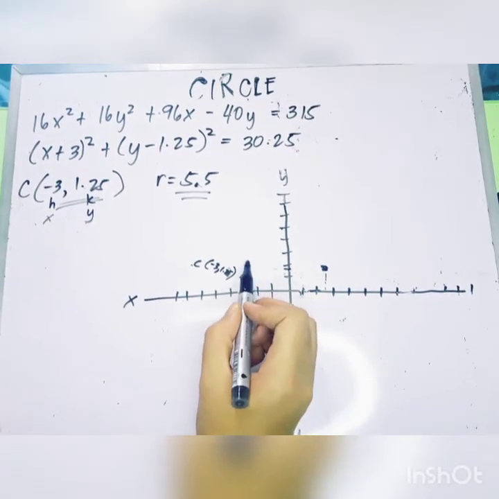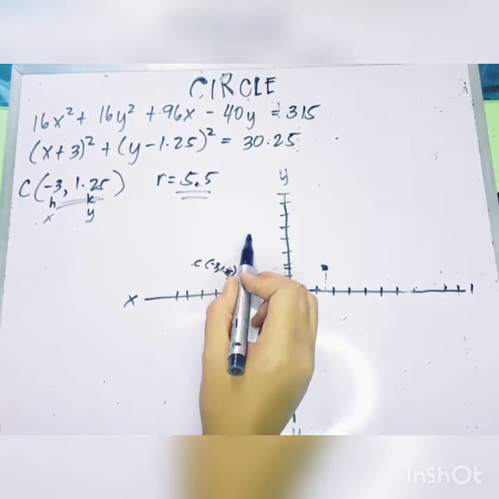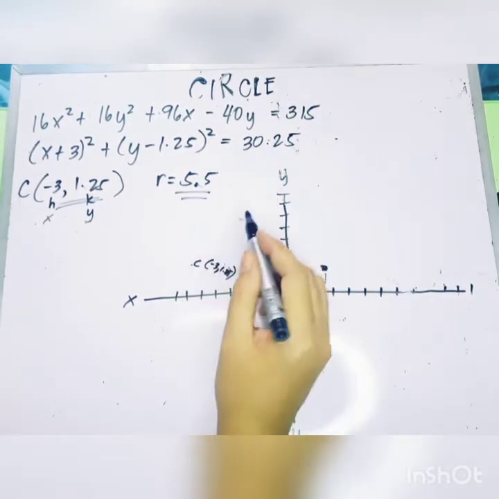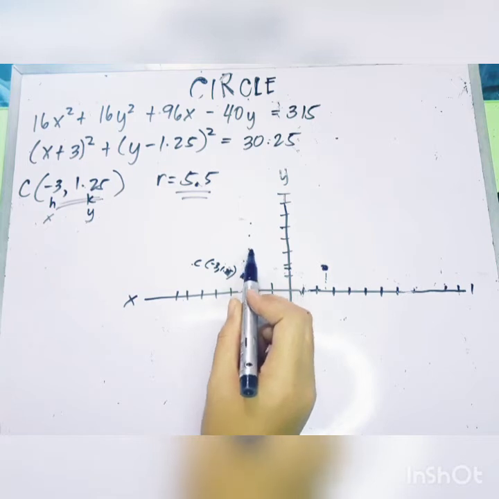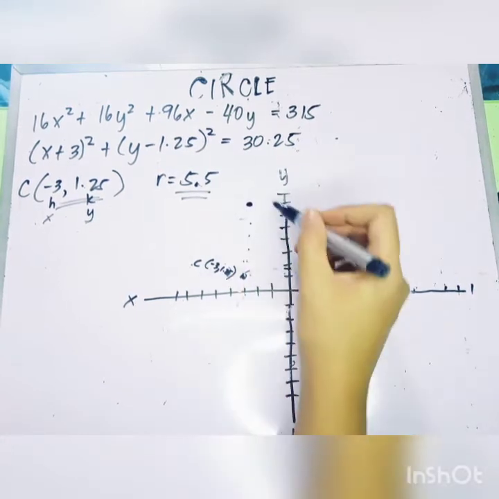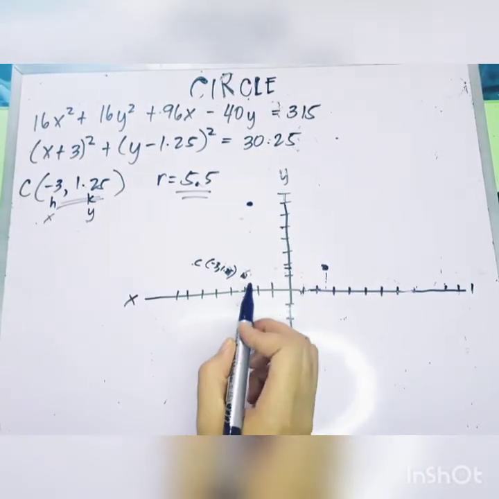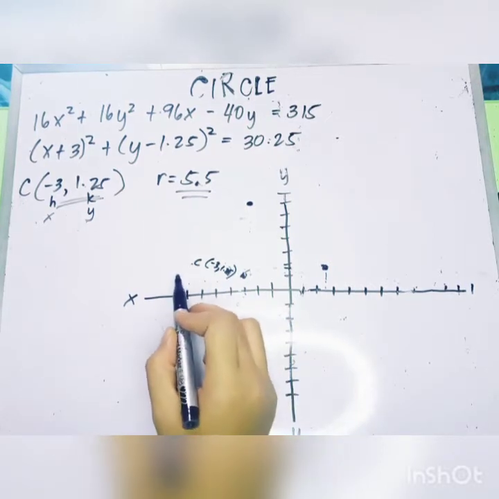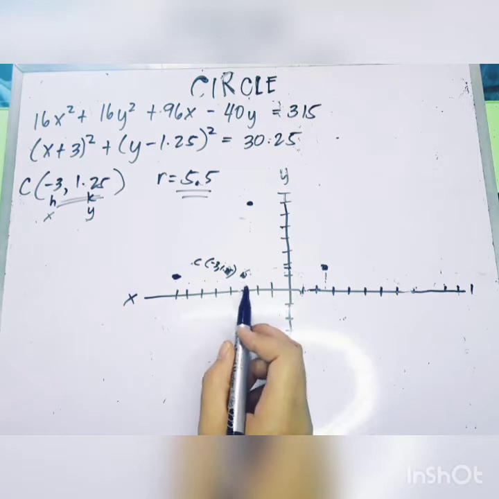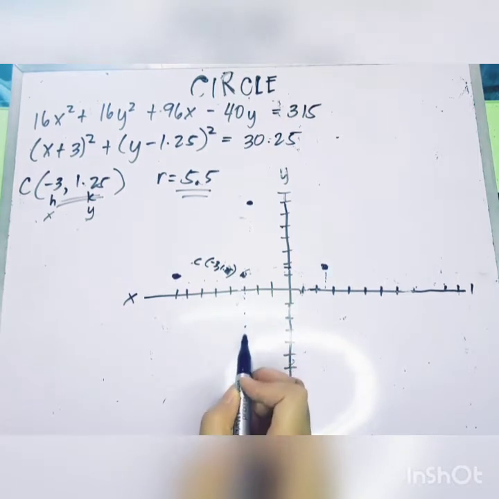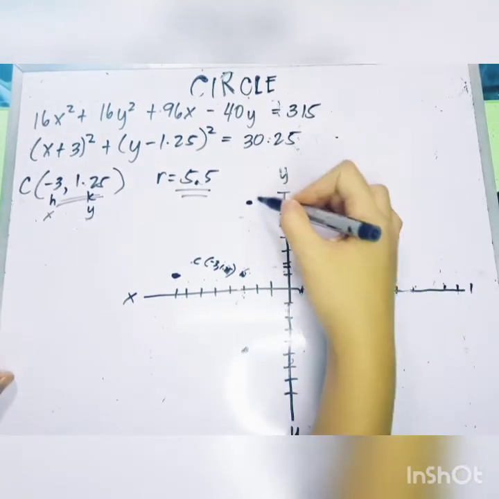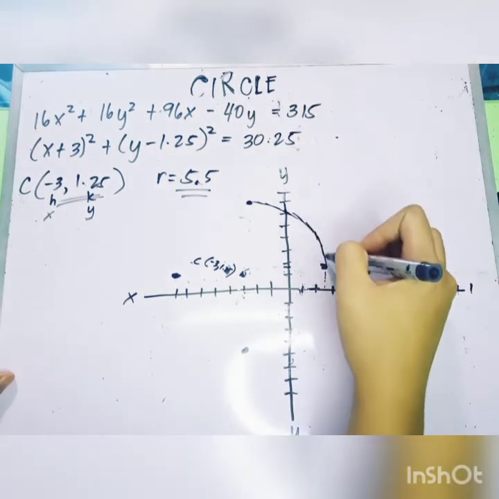So, 1, 2, 3, 4, 5. There it is. And then 0.5. And here. Okay, the other one, we also have 5.5. So, from here, jump 1, 2, 3, 4, 5. Here. The other side, we have 1, 2, 3, 4, and 5.5. See here. Okay, after, we plot, connect the points. Connect the dots, and then form a circle.